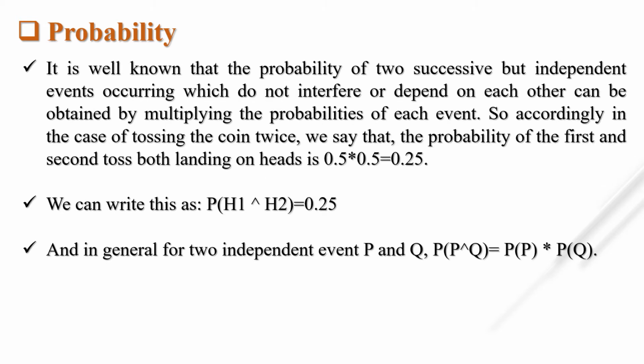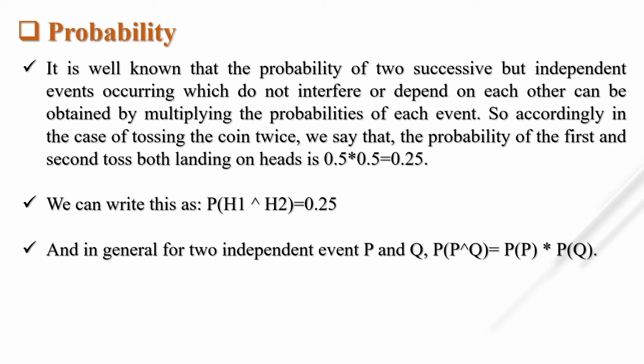So it is well known that the probability of two successive but independent events occurring, which do not interfere or depend on each other, can be obtained by multiplying the probabilities of each event. So accordingly, in the case of tossing the coin twice, we say that the probability of the first and second toss both landing on heads is 0.5 into 0.5 equal to 0.25.